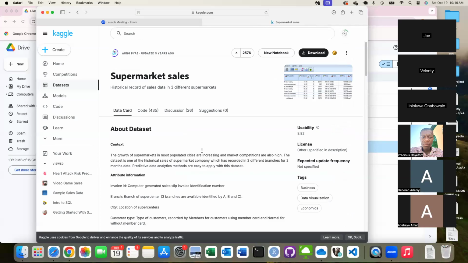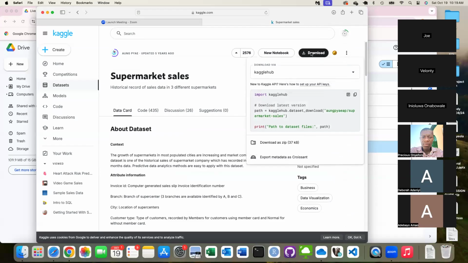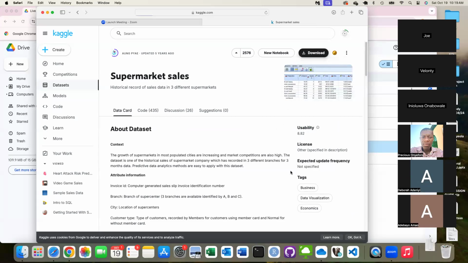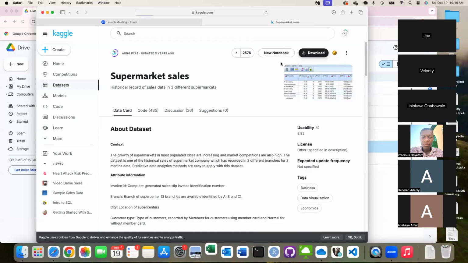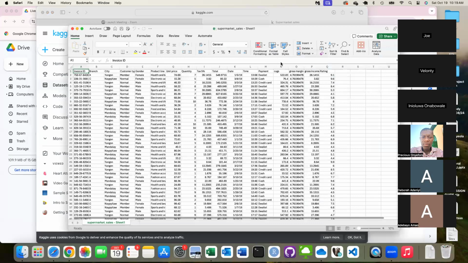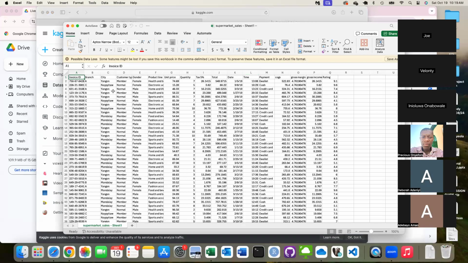So the question is, how do I know if the data is good data or not? Download this. It's going to prompt you with this, but this is for those who are using Python or maybe R, so you don't have to download the data. You can literally just do this and it's going to work. So we have this downloaded. Let's see if this is good data or not. When we open it, we'll know.